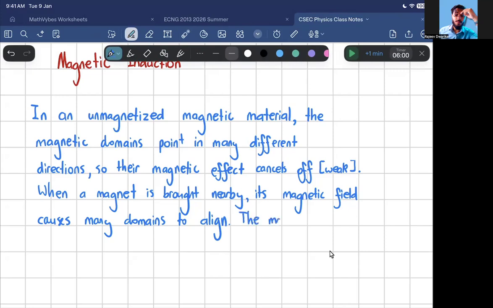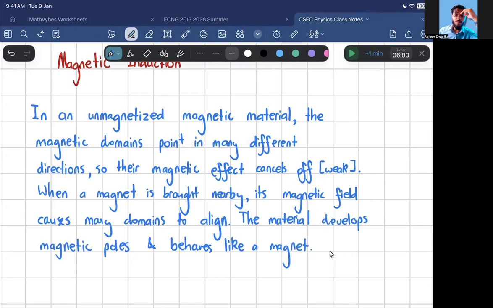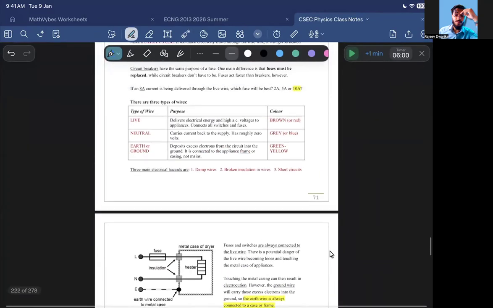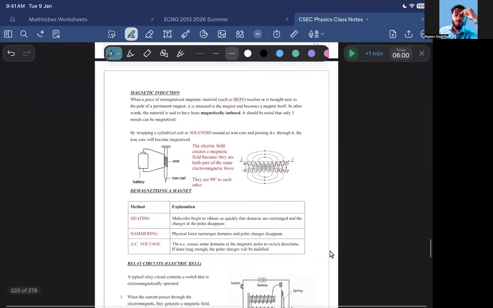If that is the case, then the material develops magnetic poles and behaves like a magnet. And you guys saw this for yourself. Let me get a diagram real quick.